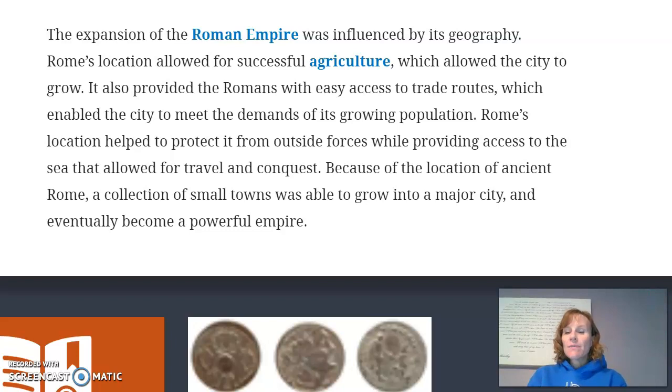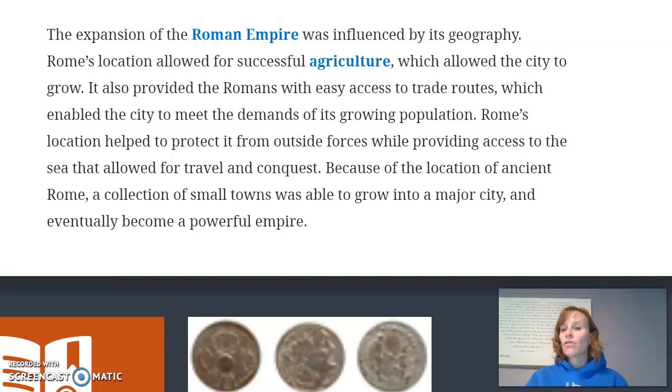So, in this paragraph, we're talking about the expansion or the growing of the Roman Empire. The empire was allowed to grow because of where it was located, the geography of it. It was located in a good place where they could use agriculture so they could grow food. If you can grow food and have farms, you can create jobs. It was also close to trade routes. It was near the sea. It enabled the city to meet the demands of the growing population.